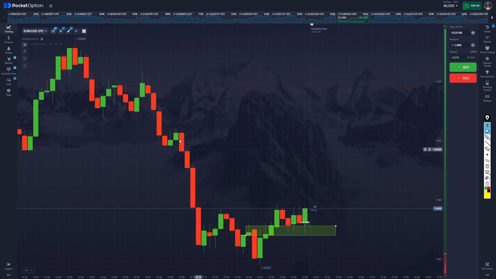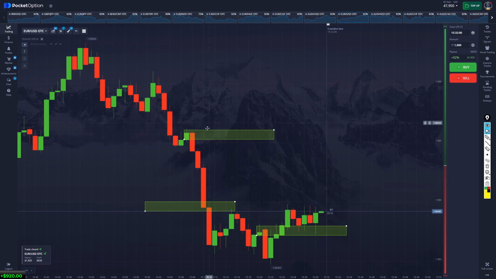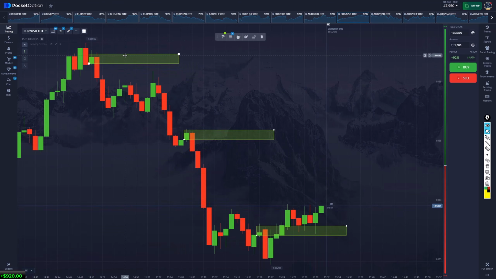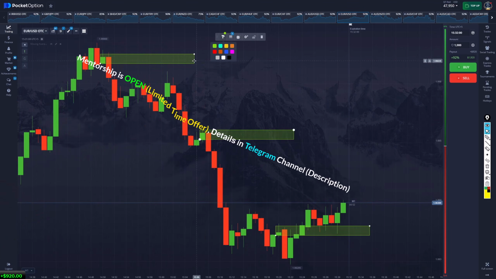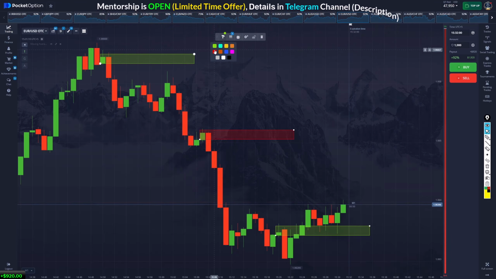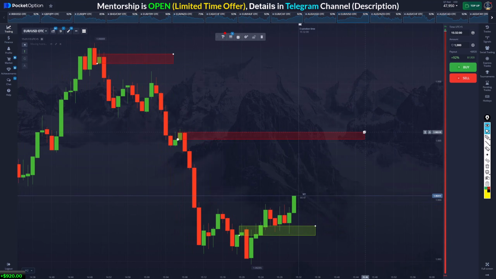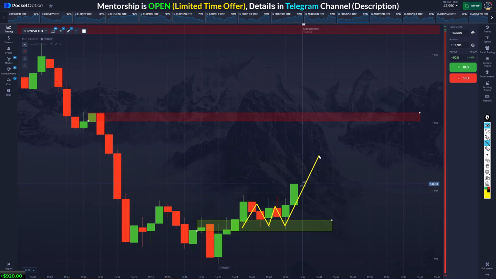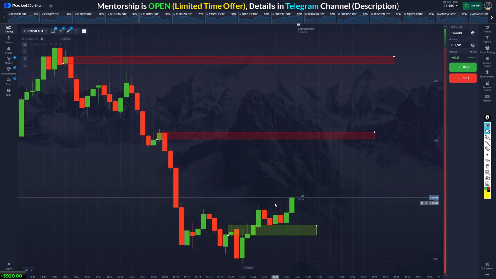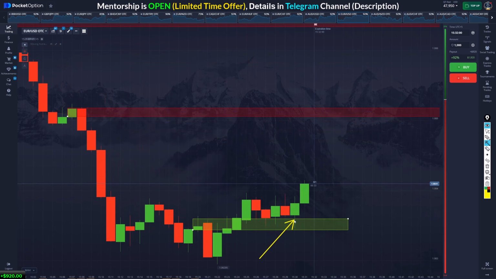So normally, let me just mark another supply for you. This is the supply, right? This is supply. This is supply. Supply means seller's area and demand means buyer's area. They normally reject somewhere that the sellers are sitting. And if we have an aggressive breakout from the supply area, just like this one, it becomes a demand, just like a broken support becomes a resistance. So all in all, we took this trade.